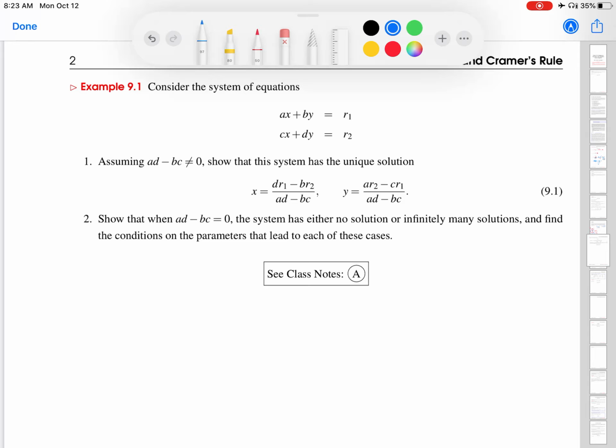Okay, so let's work out the first part of this example. So what am I going to do? I am going to effectively use row operations to solve this system, like we've been doing in the previous lessons. But I'm going to do it from up here first.